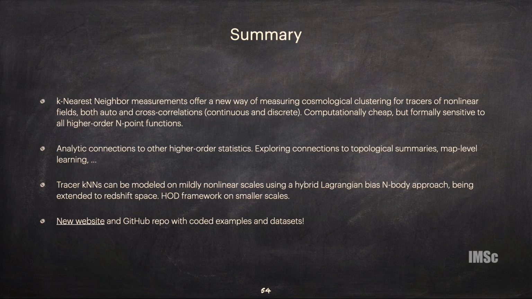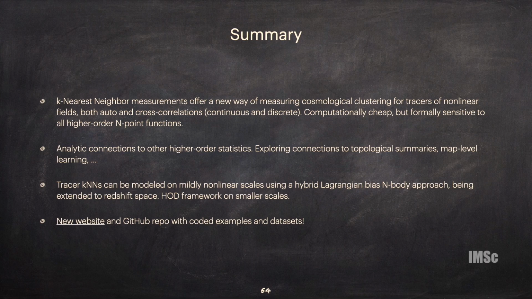So let me summarize. The k nearest neighbor measurements offer a new way of measuring cosmological clustering of nonlinear fields, both auto and cross correlations, and both continuous and discrete data. These are computationally extremely cheap. These scale just like the 2-point correlation function, yet they are sensitive to all n-point functions in the data. There are analytic connections to higher order statistics, higher order n-point functions. There are also really nice geometric connections to the Minkowski functionals and other topological quantities.